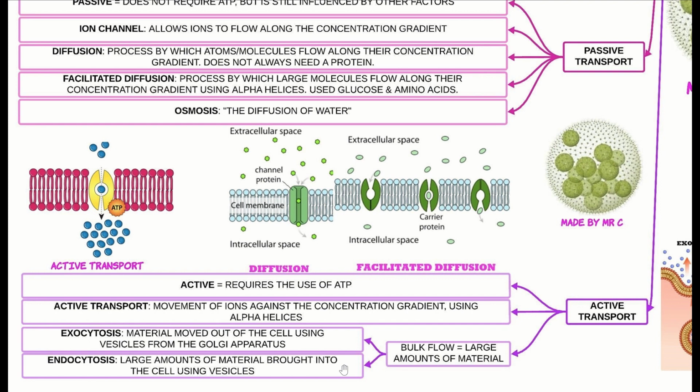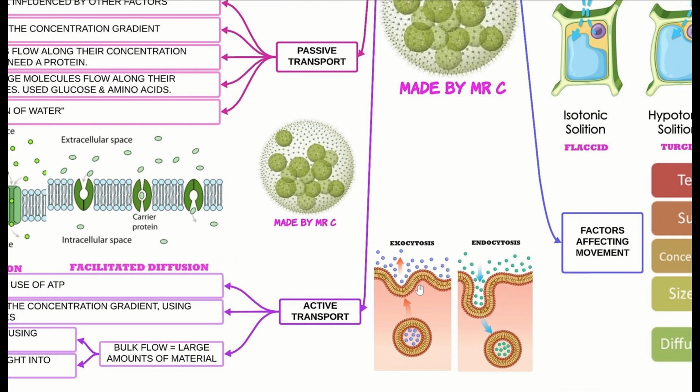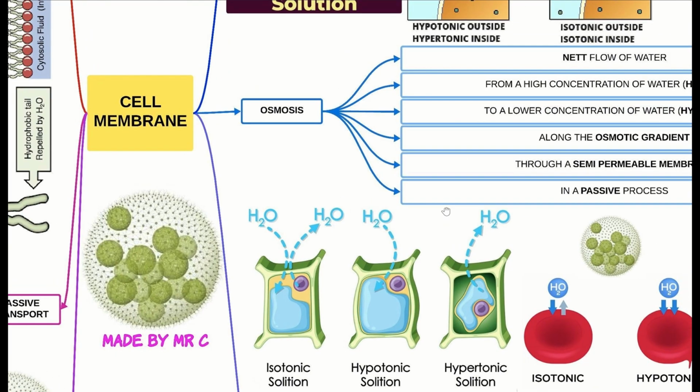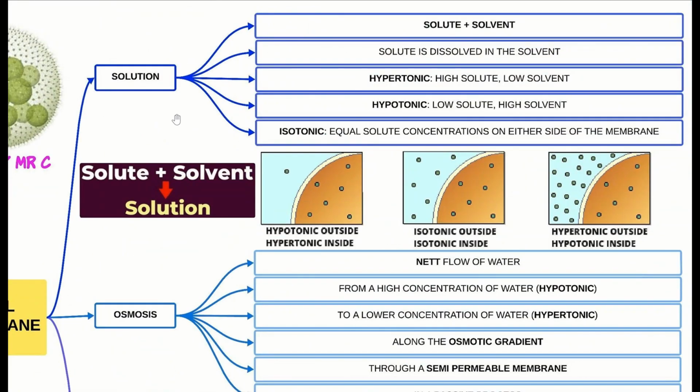There are two types of endocytosis. There is phagocytosis, which is cell eating, and there is pinocytosis, which is cell drinking. Okay, and here are some diagrams of exocytosis, where the vesicle binds with the cell membrane to release its contents outside of the cell. And here we've got endocytosis, where a large amount of material is wrapped in a vesicle and taken in.